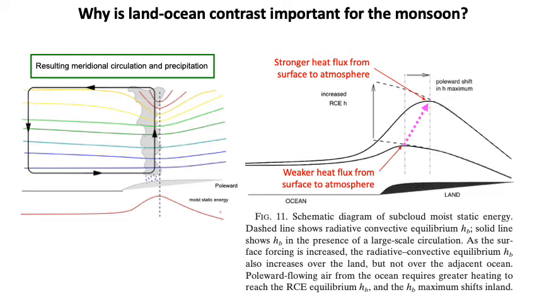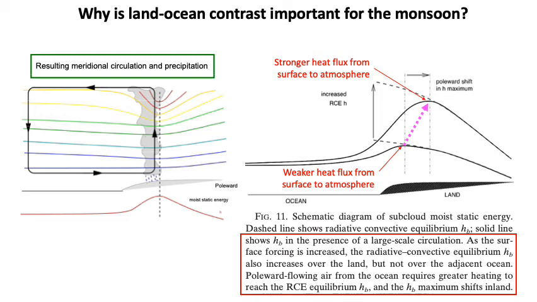You'll notice there's a peak in the location where the maximum in moist static energy is found. And then if you go to a stronger heat flux, this curve not only shifts upwards, so you're getting higher values of moist static energy over land, but the key is that the peak also shifts poleward. And that's what's denoted by that pink arrow.